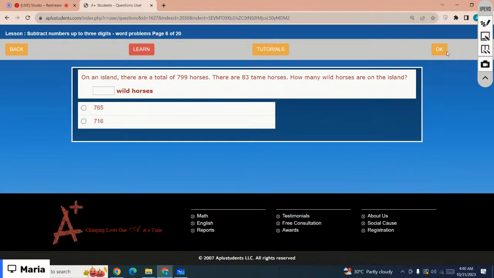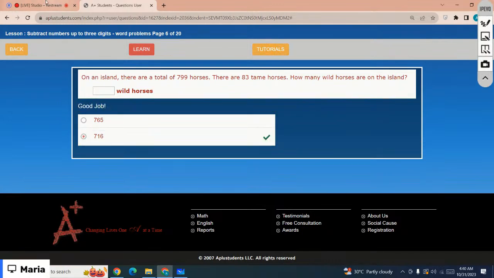Okay, on an island there are a total of 799 horses. There are 83 tame horses. How many wild horses are on the island? So, which is the correct option? You have to calculate the wild horses. You have to subtract 799 minus 83. So, which is the correct option? The correct option is 716, right? Okay, you can complete the lesson by yourself later today.